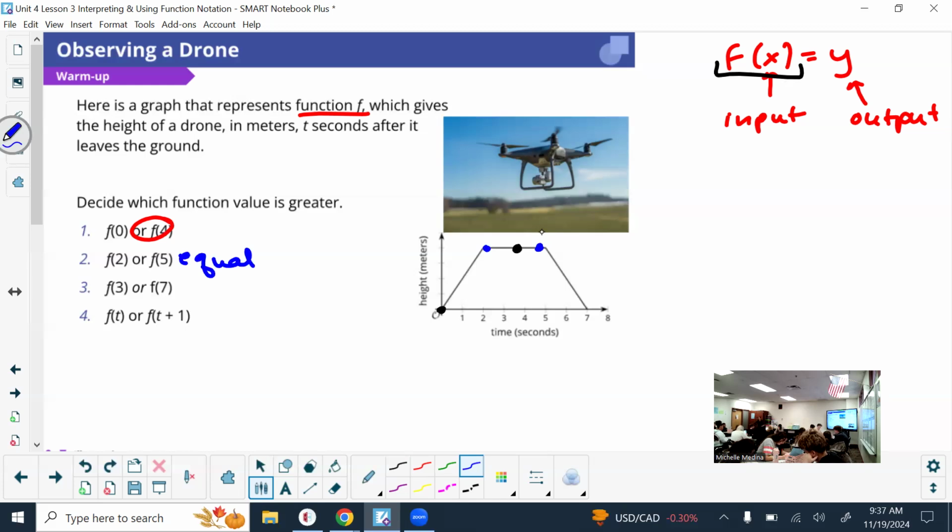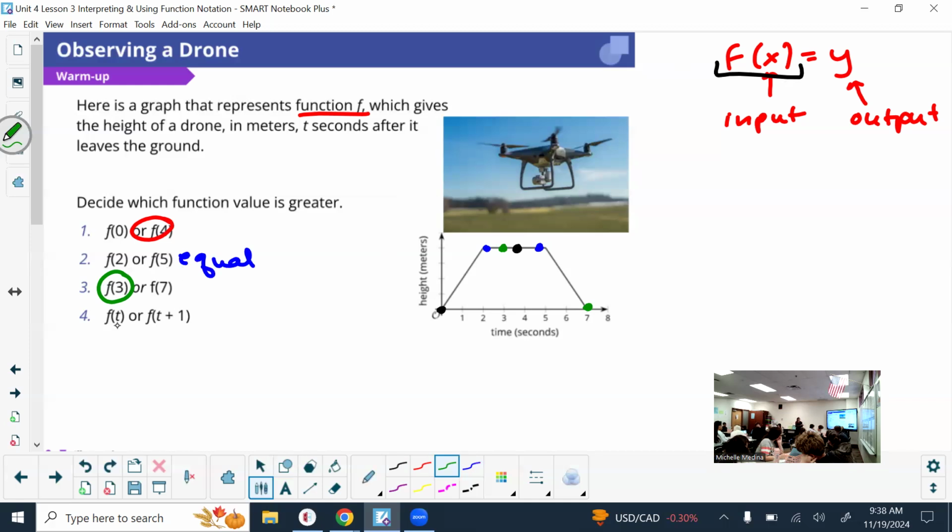All right. Then table 2, what about f of 3 or f of 7? Do any of you know the answer? Anyone want to take it? I feel like this is one of the more easy ones today. Okay, f of 3. Let's see. F of 3 would be here. F of 7 would be here. So yes, this is higher, because you have to compare the outputs, not the inputs. The output for f of 3 is higher than the output for f of 7.